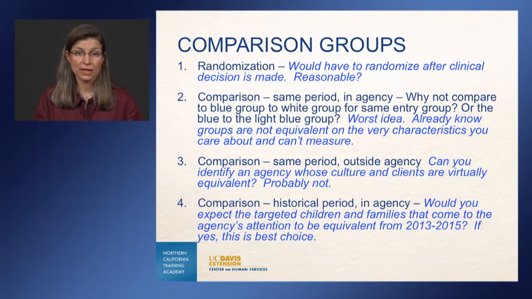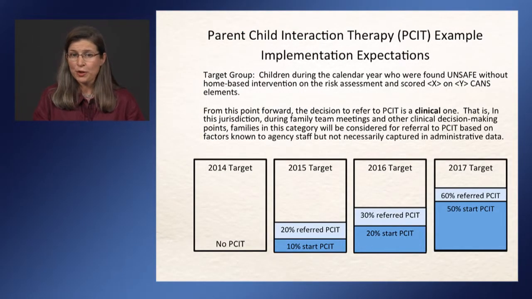So let's just see how that might work. So in that first box, the 2014 target group, there was no PCIT that was available. And if those kids are basically equivalent to the kids who met the criteria in 2017, where 50% were served by PCIT, then you have the possibility of making a judgment about whether or not outcomes improved for that group as a whole. And again, that's not going to make a lot of sense if that blue slice is very, very small. But the larger the blue slice, the more that historical comparison group can really make a lot of sense.